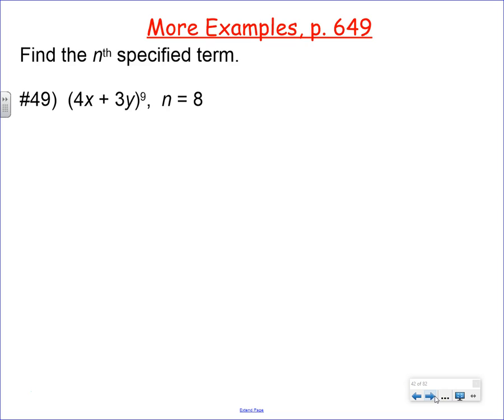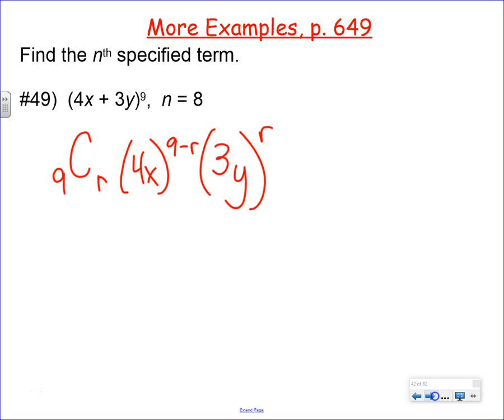If you guys want to do the entire thing, go. Have fun. The rest of us will try to jump. I'm doing 9CR, 4x to the 9 minus r, 3y to the r. Does that make sense? I got my first, my second. It's a positive, so no negative.